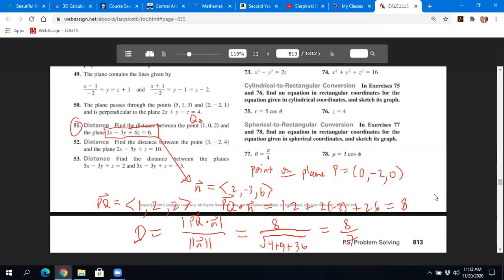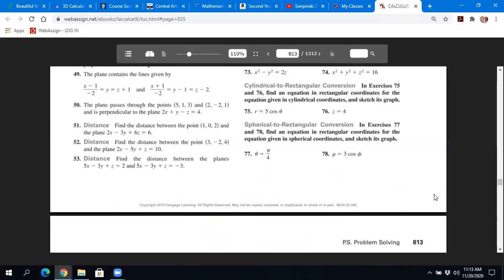What about like 53? Hopefully that makes sense. 52 is the same problem, basically, right? Find the distance between that point and that plane. We can do the same sort of thing, yeah? But any questions on that?